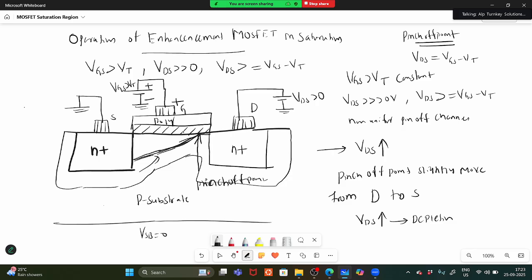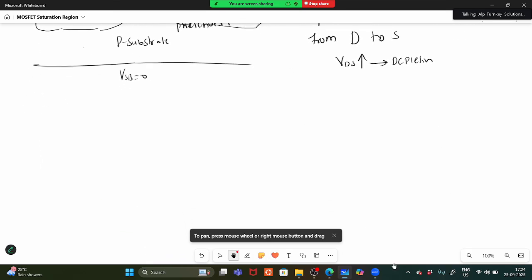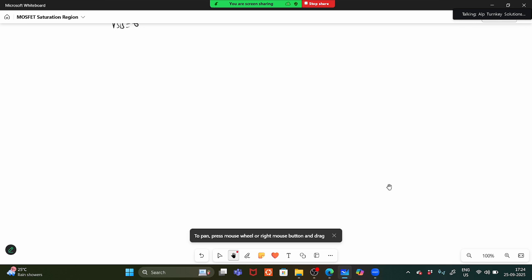Normally the drain current ID should become zero, but ID is not becoming zero. There is some amount of path that remains. Due to that path, ID remains constant. So that means VGS is greater than VT, and VDS is a larger value.